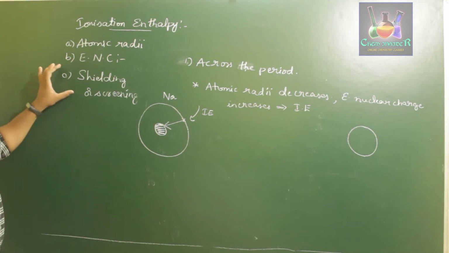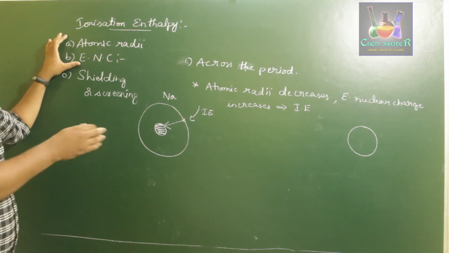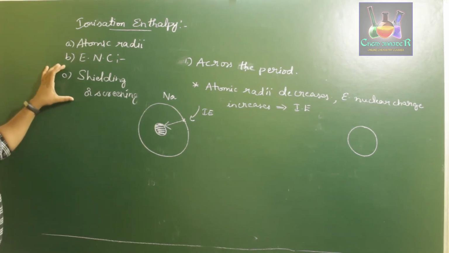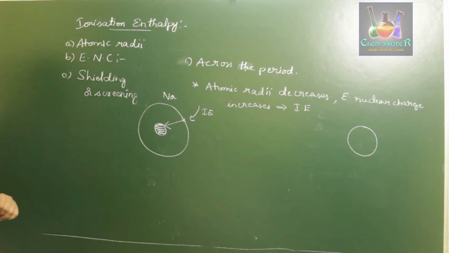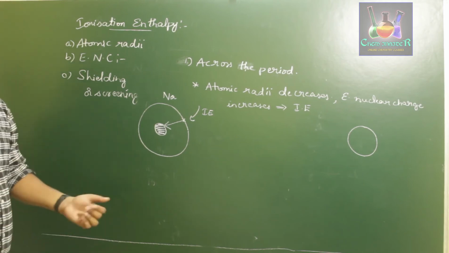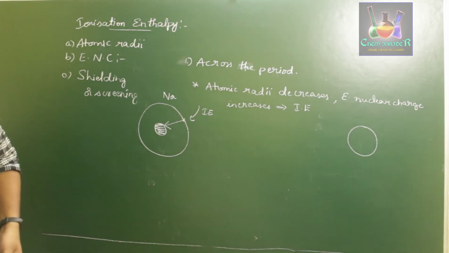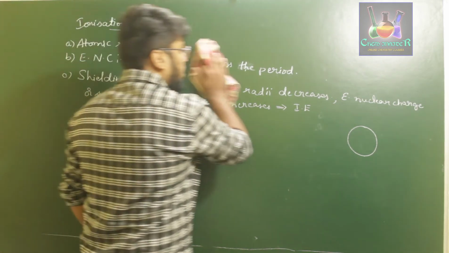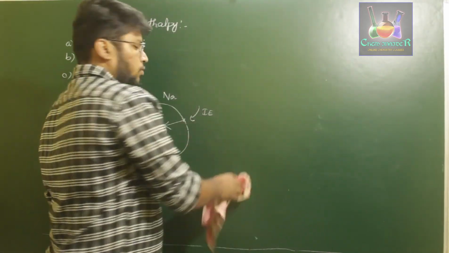Before going to shielding or screening effect, first we'll discuss the normal trend. Because of the shielding or screening effect, we observe a slightly different trend when considering the atoms present in the period or group. So now for the second point, that is variation down the group. What happens to the ionization enthalpy when we go down the group?